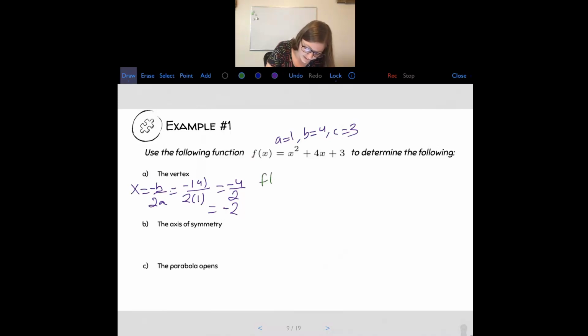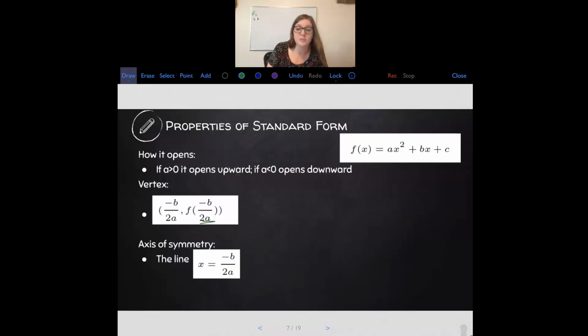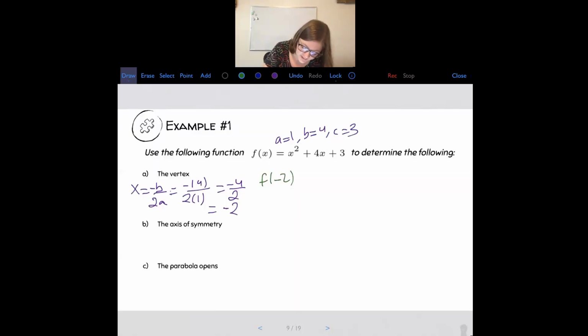Now once we find that, we need to find the y coordinate, which is given by f of negative 2. So you find x, and then you substitute the x coordinate into the function to find the y coordinate of the vertex. This means that negative 2 is going in for every x. Now we evaluate. So this is 4 minus 8 plus 3, which is negative 4 plus 3, which gives us negative 1. Our final answer for the vertex is negative 2 comma negative 1.